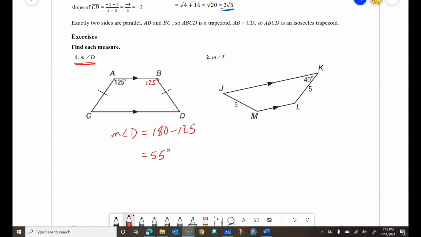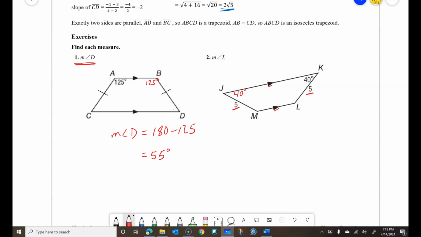In the next example, I'm going to once again infer that I have an isosceles trapezoid. They don't mark that the legs are equal. They mark that the base sides are parallel. I can see parallel markings here, so I know the bases are parallel. I know the legs are congruent because they're both labeled as lengths of 5. So that makes this an isosceles trapezoid, which means this is 40 degrees here.